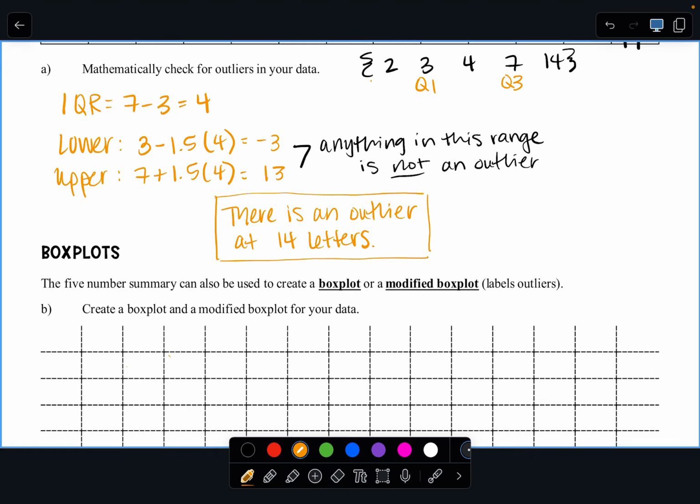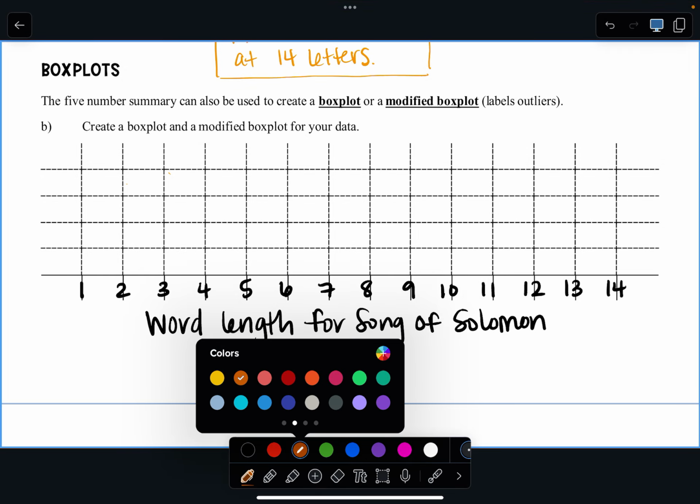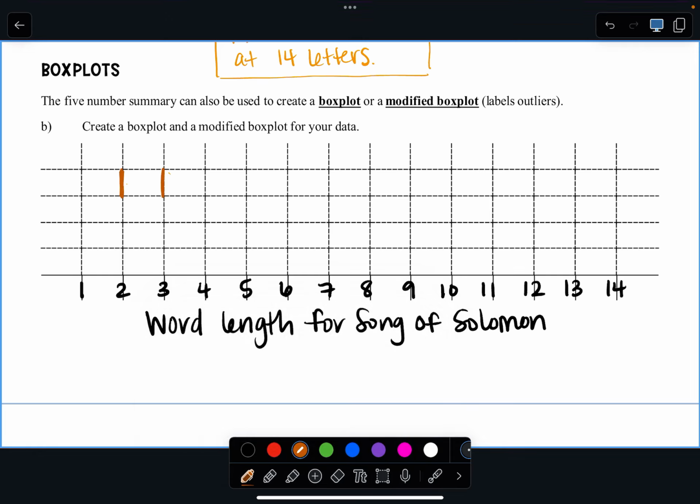Now, the last thing we're going to talk about is a box plot. So I'm going to use my data. We need the 5-number summary. I'm going to talk about 2 of them. The first one, regular old box plot. The way we do this, draw a line at every single number you have in the 5-number summary. So I'm going to draw a line at 2, 3, 4, 7, and 14. So this is a regular box plot.